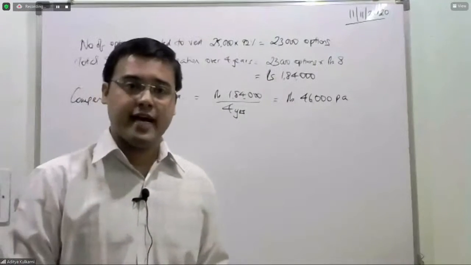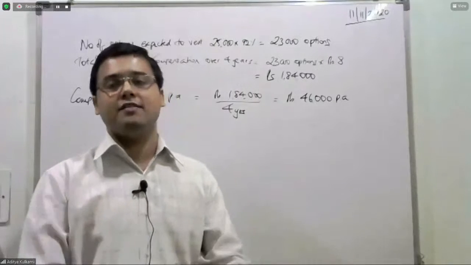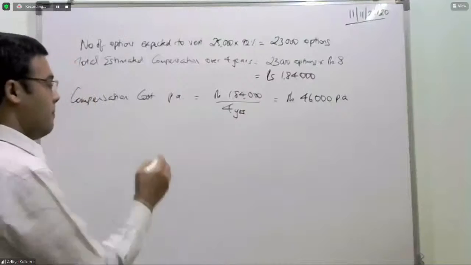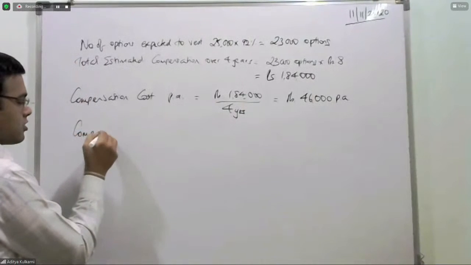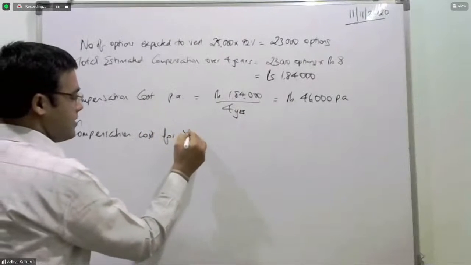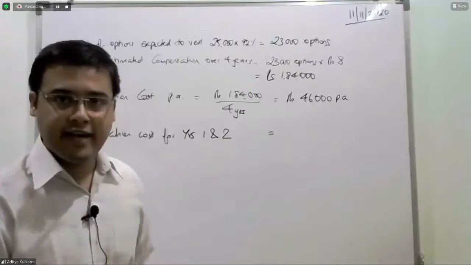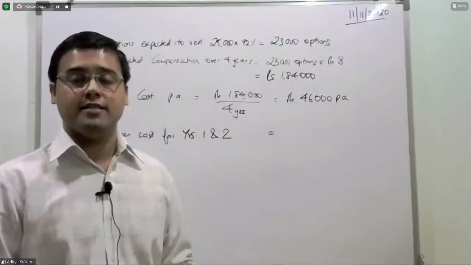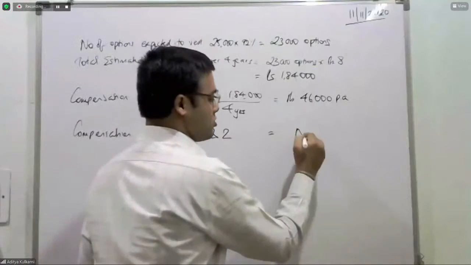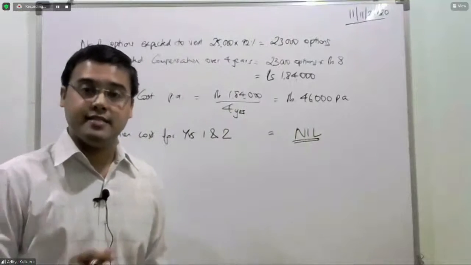Now, you think that at the end of when you granted the shares, they will not vest. Second year, you think they will not vest. So compensation cost for years 1 and 2. What did you think? Will they vest? You think they will not vest. So will you debit any compensation expenses? You will not. So compensation expenses for the first 2 years is 0.